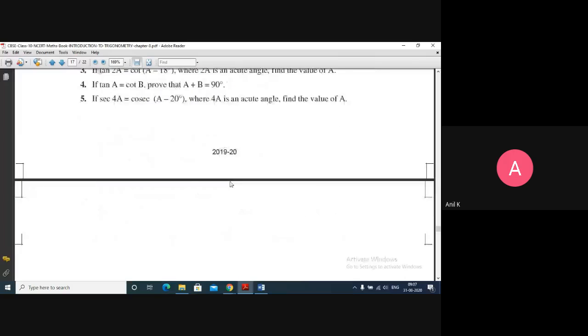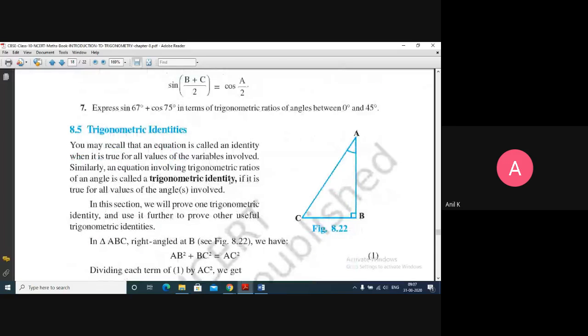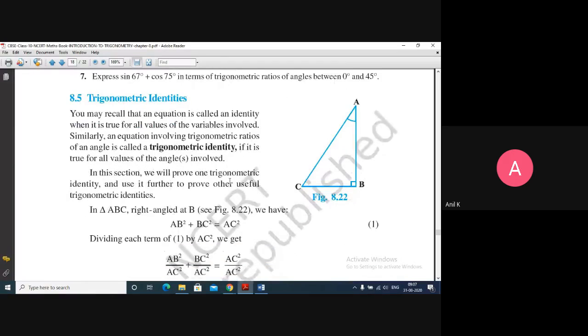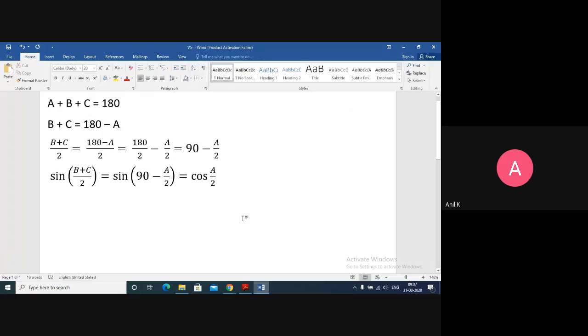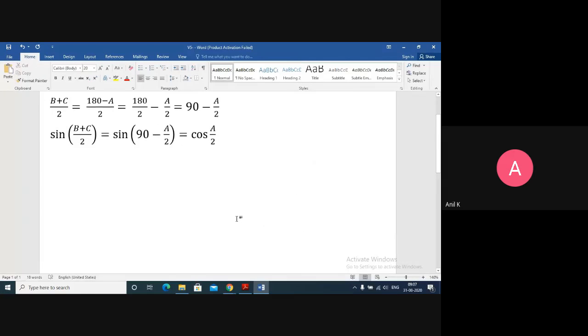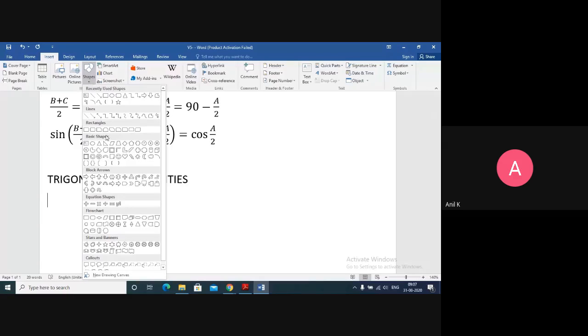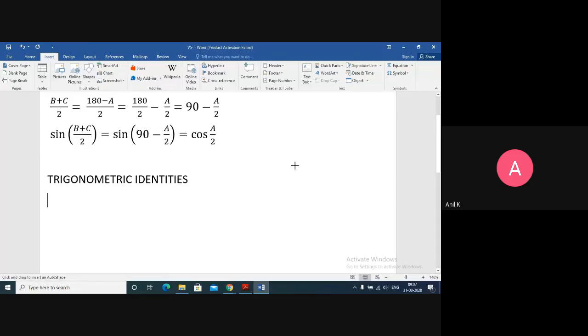That exercise is 8.3. Okay, so till now we discussed three topics. One is the trigonometric definitions, another is the trigonometric values for particular angles, and the third topic is complementary angles. Now we'll move to the important one, trigonometric identities. Before I go to trigonometric identities, let me insert the right angle triangle and shapes. This is a right angle triangle.